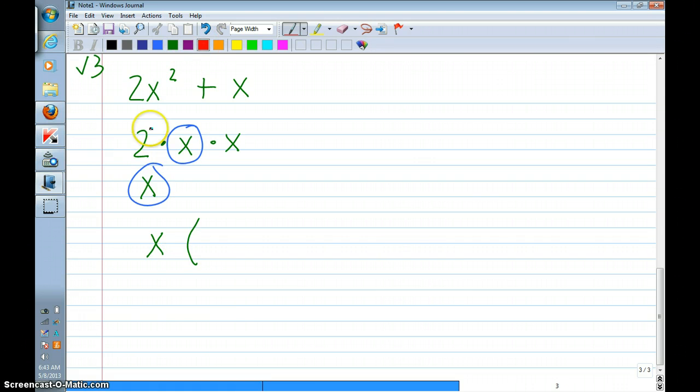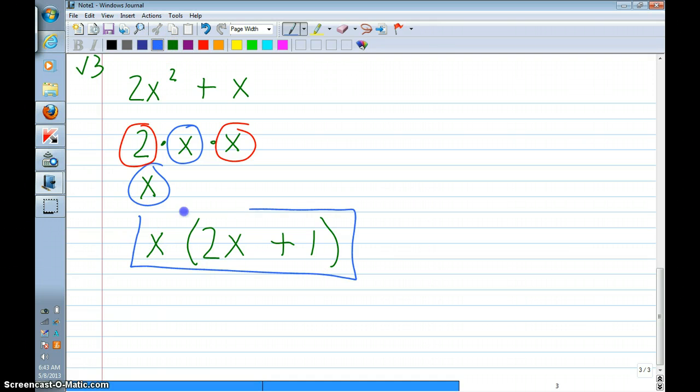For the first term then, what's left on the top is 2x. What's left on the bottom is nothing, so we want to write plus 1. So this is my final answer. But if you were to multiply it out, it would come out to 2x squared, and x times 1 is just plus x, or 1x. So I can always check my answers for these. This is how to write it as a product of two factors.